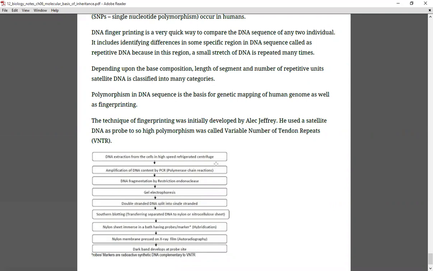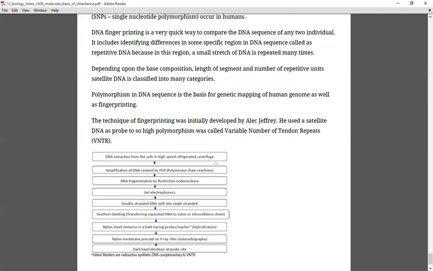Wherever the probes bind to the DNA, those places show dark bands, and where the probes or markers are not bound to the DNA, light bands will be present. So wherever the binding took place, those places will be dark in color, or a dark band develops. At last, the probes or markers are radioactively labeled synthetic DNA complementary to VNTR.